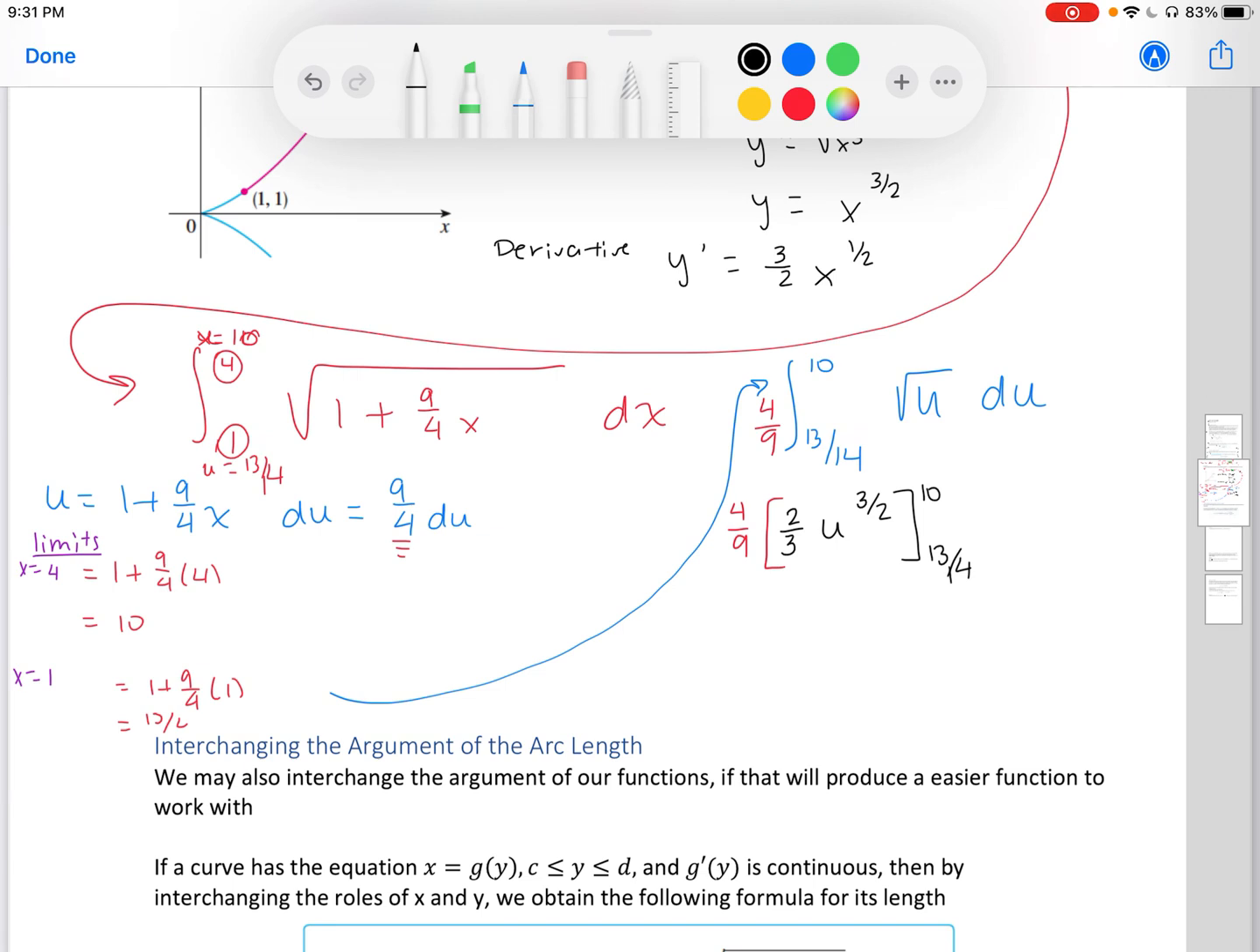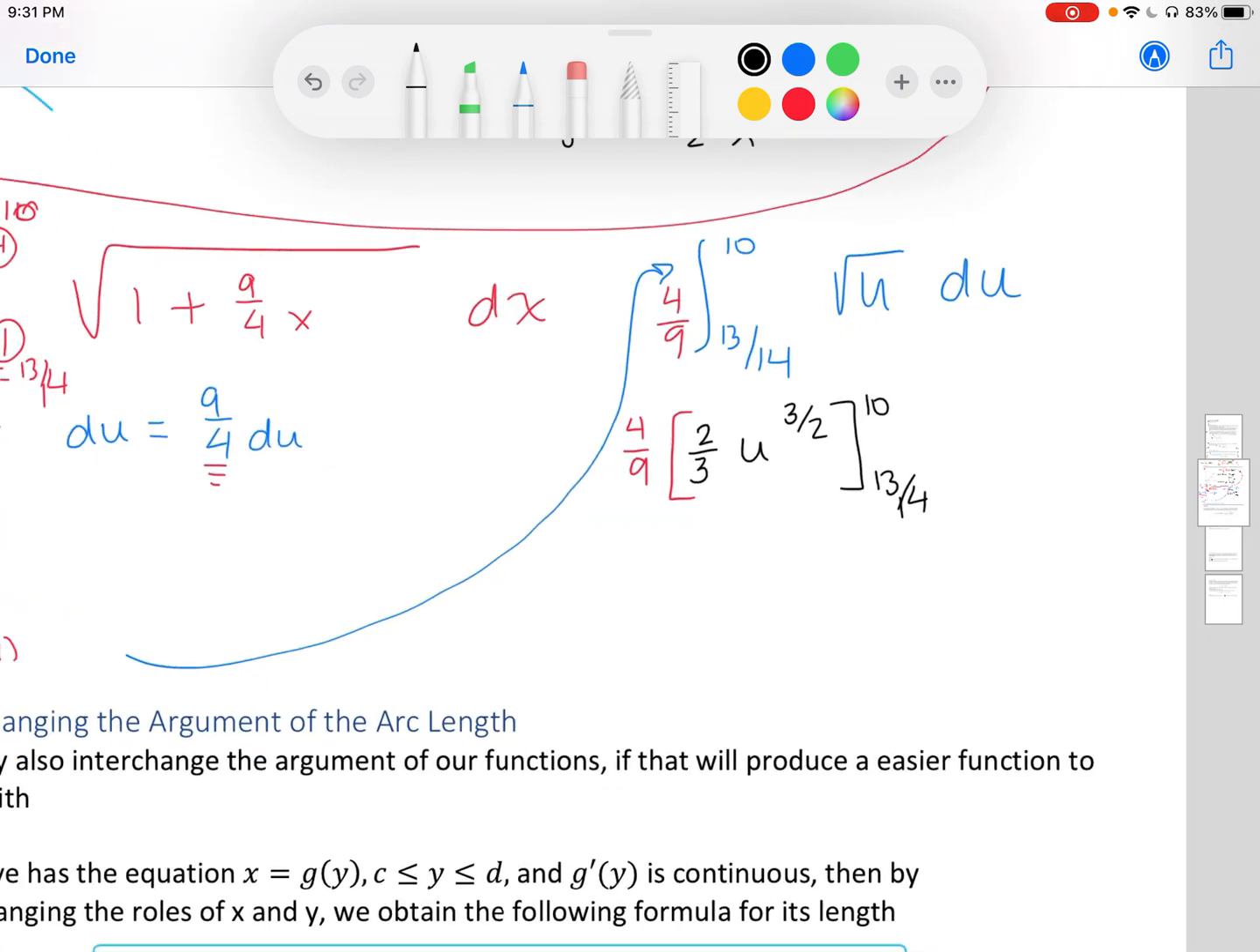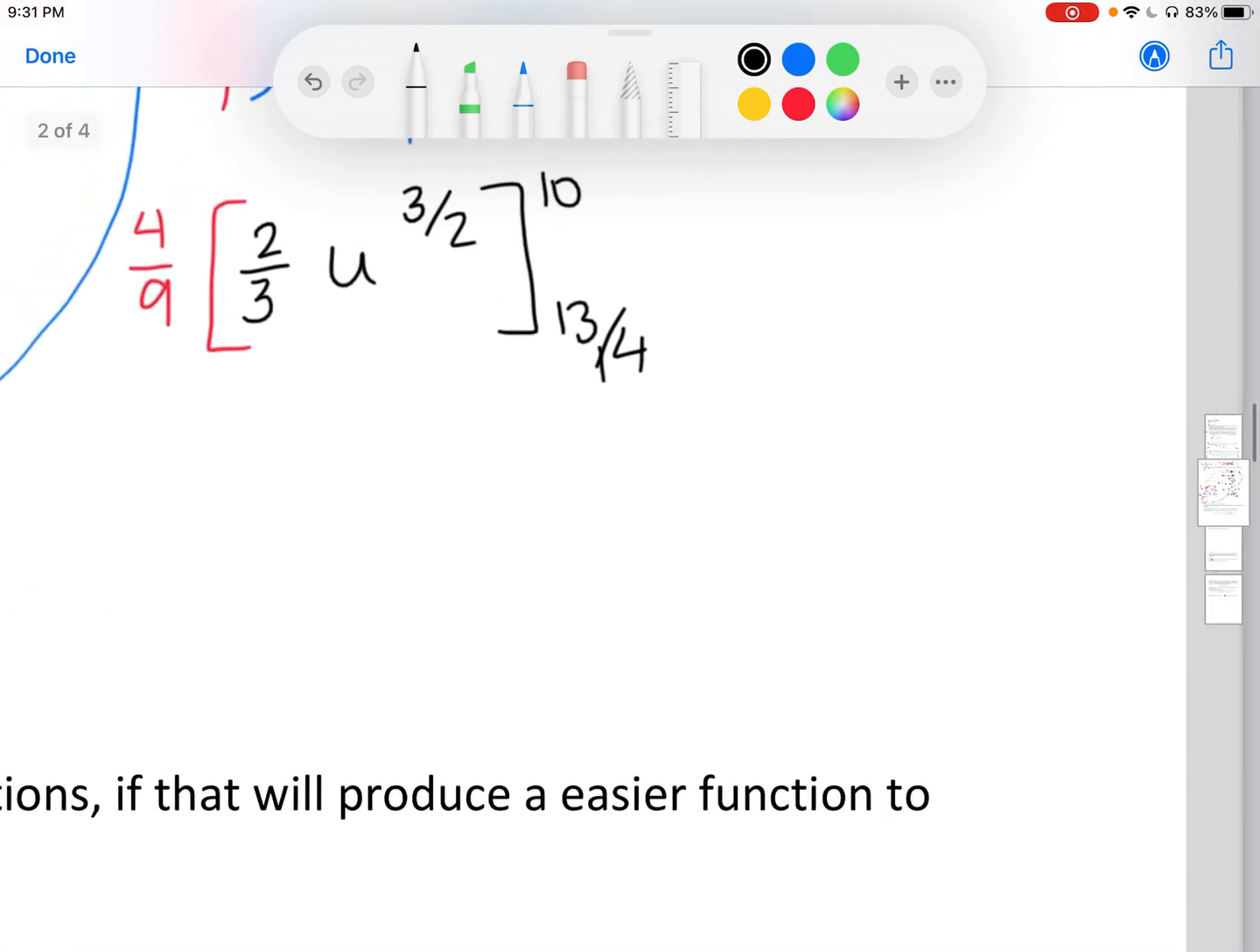All right, let's go ahead and work that out. Let's do that algebra. So we plug those values in. I'll leave that 4 over 9 on the outside. All right, let's go ahead and plug in 10. To avoid making a silly mistake, I'll go ahead and try to color code.